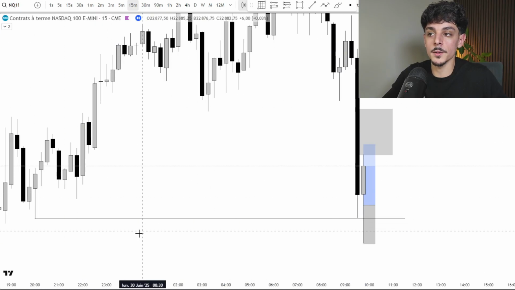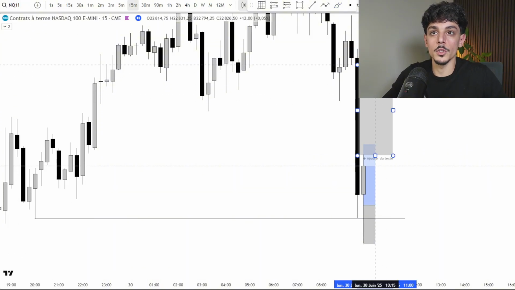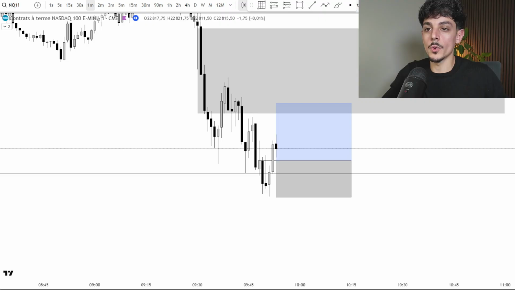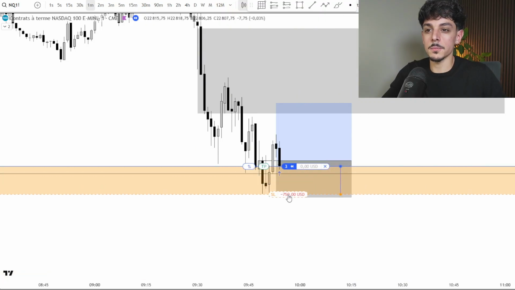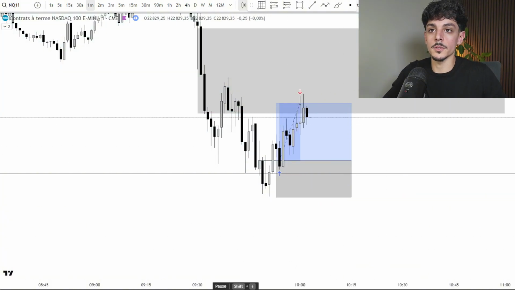So after sweeping the sell side liquidity on the 15, this box right here would become my drawn liquidity. I will wait for price to pull back towards the breaker, and this is where I would go in, stop loss right below this low, and I would target the unfilled 15-minute fair value gap. And as you guys can see, in a few minutes we hit our target again.